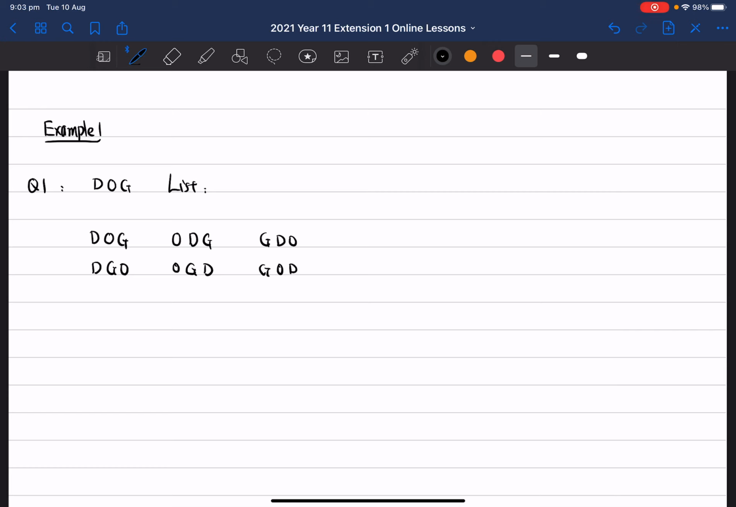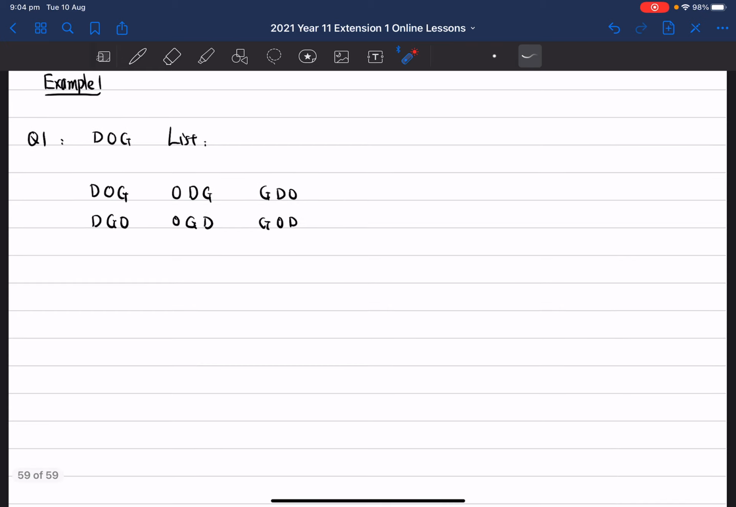Now, remember whenever you have to rearrange and list all the possible permutations, make sure you do it with a systematic approach. So start with the letter D first, and then you move on to letter O, and then you move on to letter G. Don't just do random ones, because sometimes you forget about one. So there are a total of 6 different possible ways to rearrange it. So 6 permutations there.